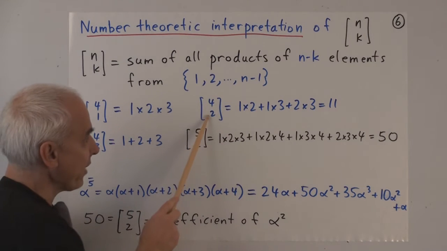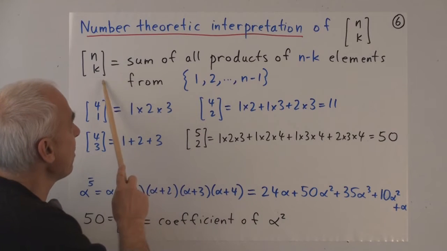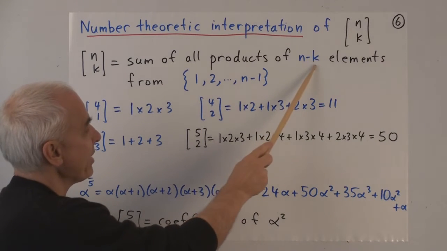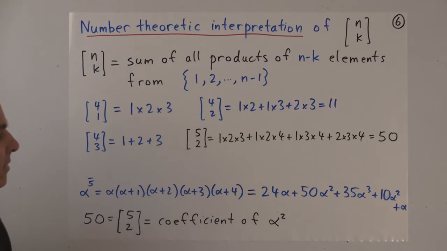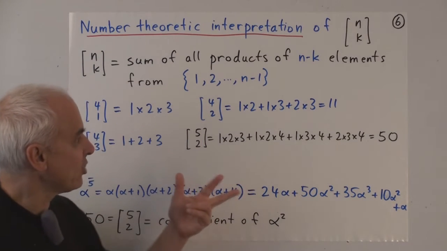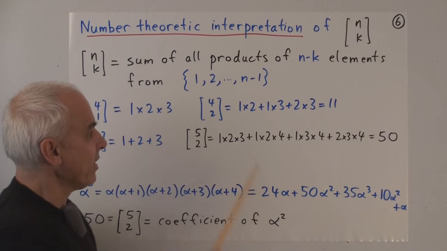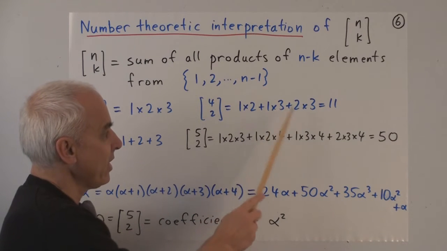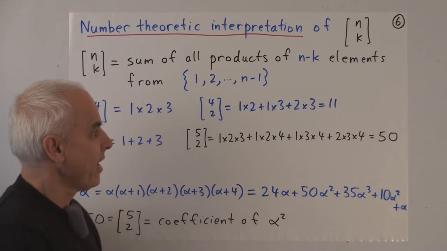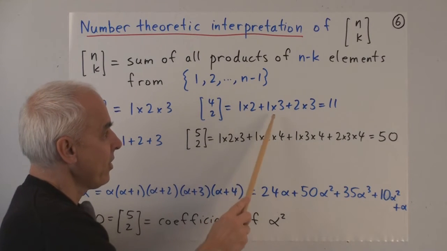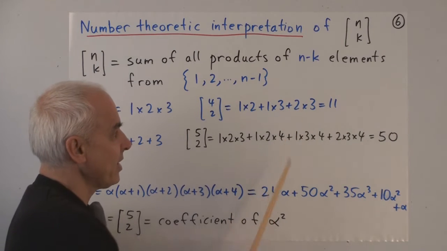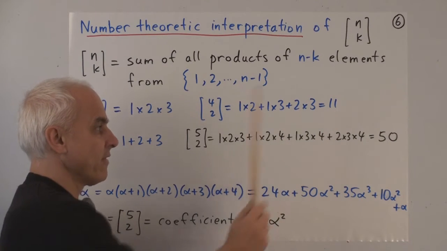What about 4 bracket 2? So now we're talking about the sum of all products of 4 minus 2, or 2 elements from the set 1, 2, 3. So we need to take 2 elements from the set 1, 2, 3: 1 and 2, 1 and 3, 2 and 3. And we form all the products with those 2 elements. So 1 times 2, 1 times 3, 2 times 3, and we add them together to give us 11.